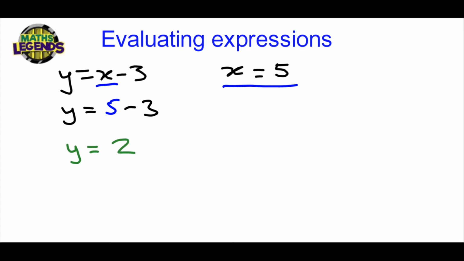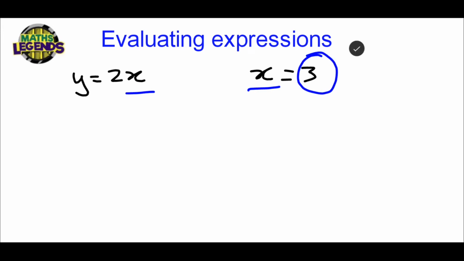Let's look at another example. Let's say we have the expression y equals 2x, and we know that the value of x is equal to 3. So again, we look to replace x in the equation. So wherever we see an x, we replace it with the value 3. Now 2x is the same as y equals 2 times x. So now we can replace the x with the value 3.